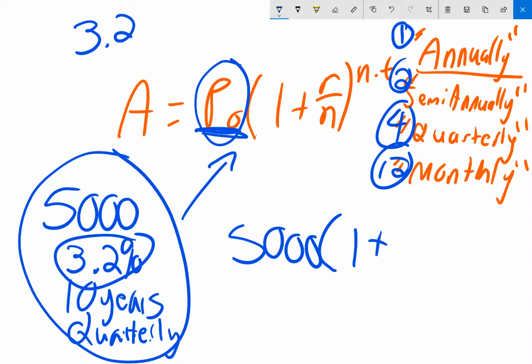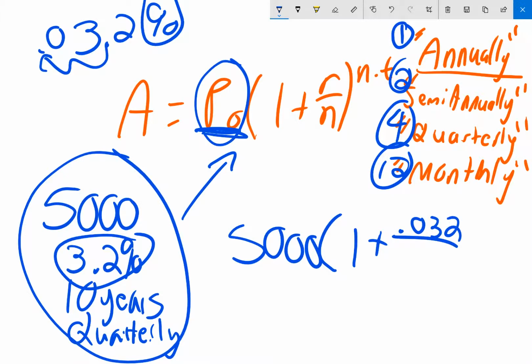But just like we talked about, every time you see a percentage here, you move that decimal over. So it'd be 0.032 is what I would plug in. 0.032 over N. Now, N is very important because it's compounded quarterly. So that means 4 times a year. So that would have to be the 4 in the denominator there. So it's very important that you put that 4 there.